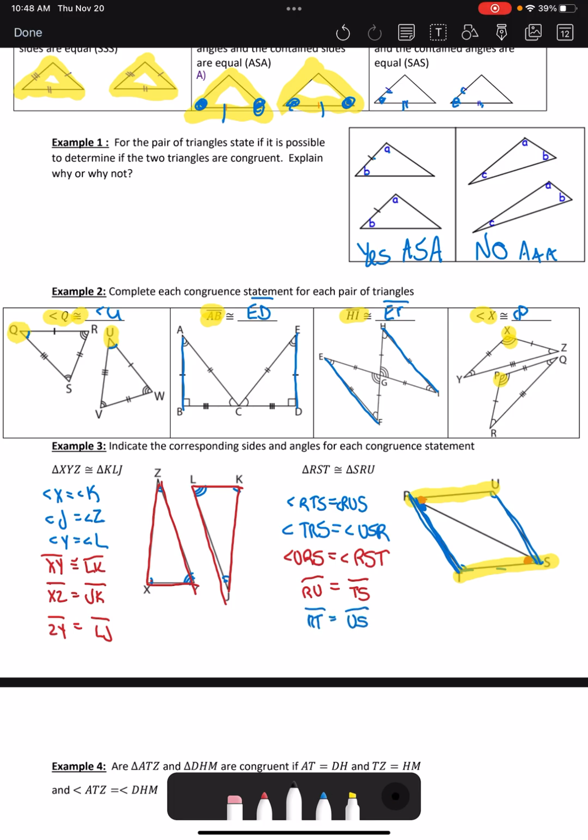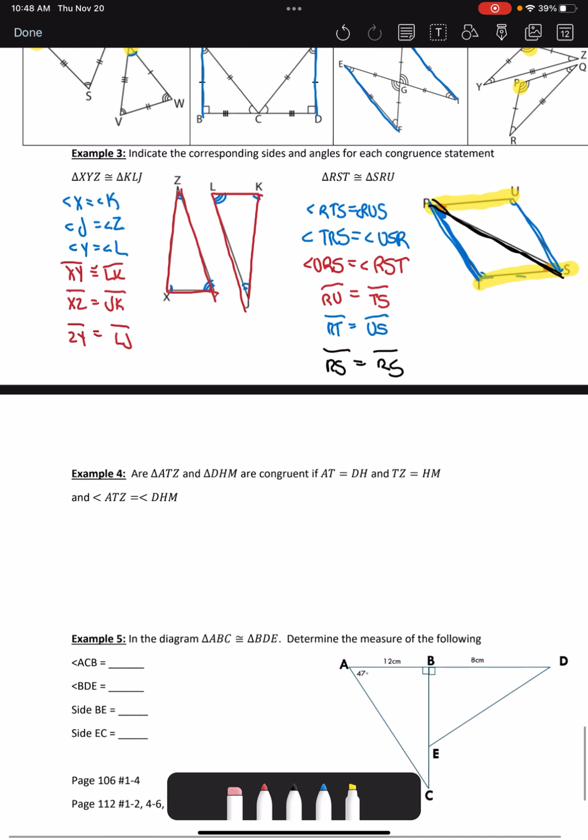And then finally, RS is just the same as RS, right? It's actually not angles, it's side length, they're the exact same thing. So side length RS is the same on both triangles because it's sharing the same side. So obviously they're going to be equal because it's the same line.